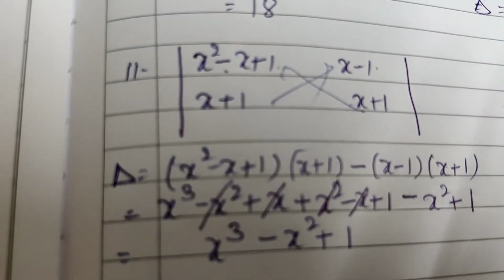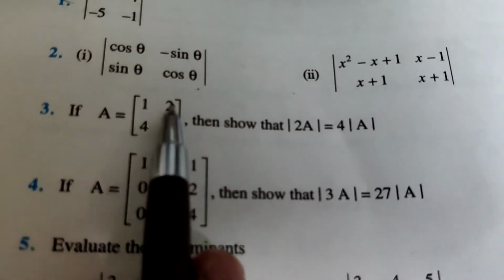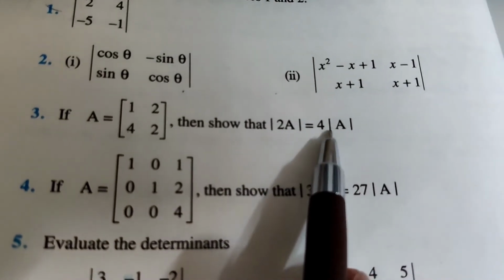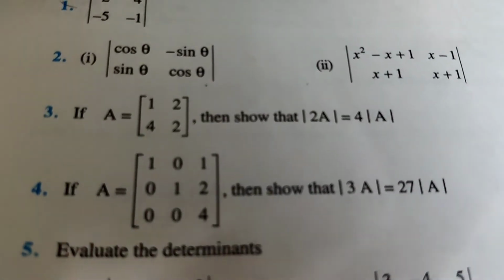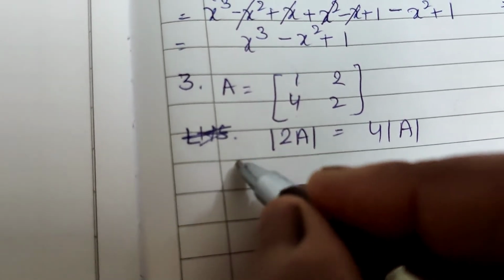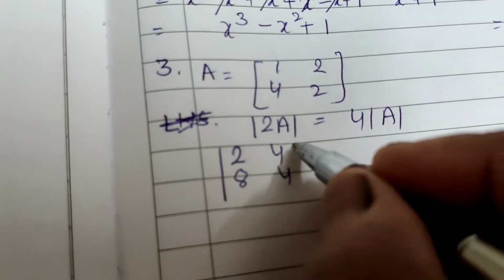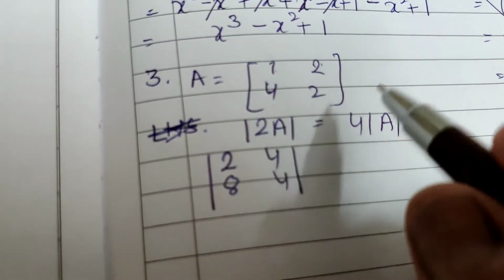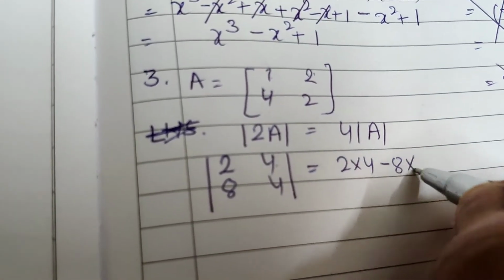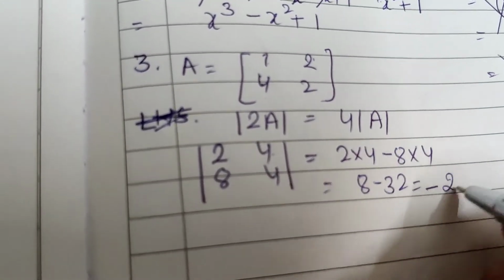Okay. Now question number 3. The question number 3 is, if A equals 1, 2, 4, 2, then show that determinant 2A equals 4 times determinant A. This is the matrix 1, 2, 4, 2. Now 2A means 2 multiplied in each term. Okay. 2, 4, 8, 4. Now the value of this determinant is 2 into 4 minus 8 into 4, 8 minus 32. It is minus 24.